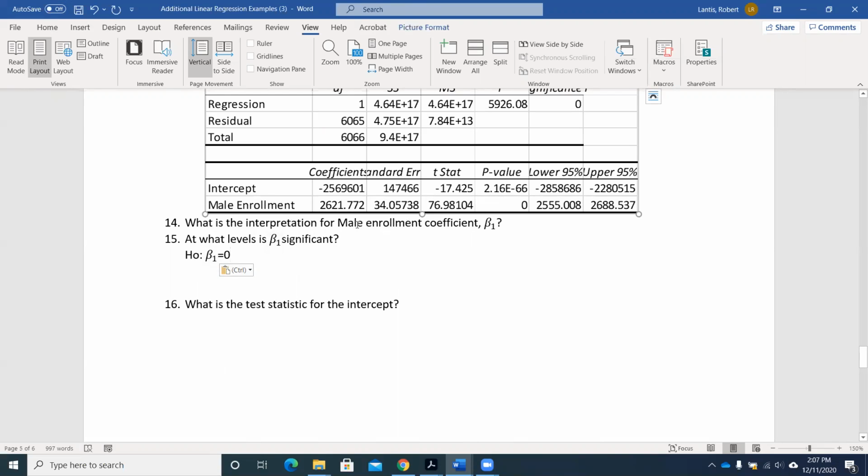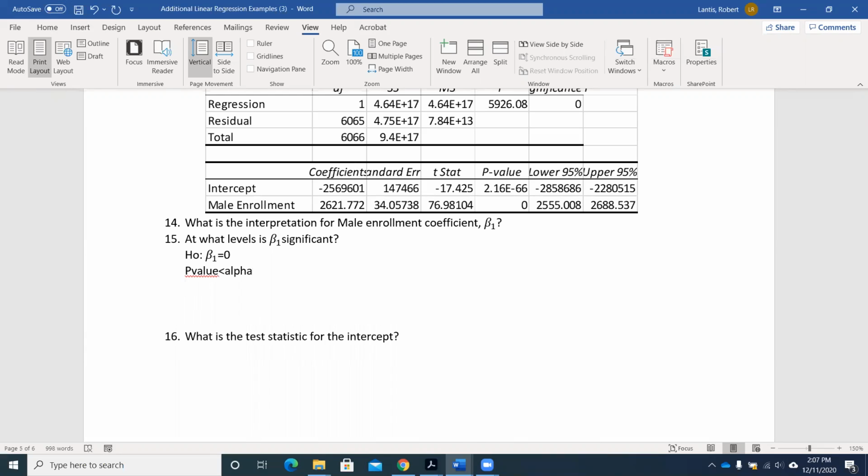So we look at the p-value at 0. Can we reject this null? Well, we reject the null if the p-value is less than alpha. My alpha, we could do any level here. It's going to be less than 0.01, 0.05, and 0.1 because my p-value is so small. So I can say that this is significant at all 3 levels, the 1, the 5, and the 10% level.